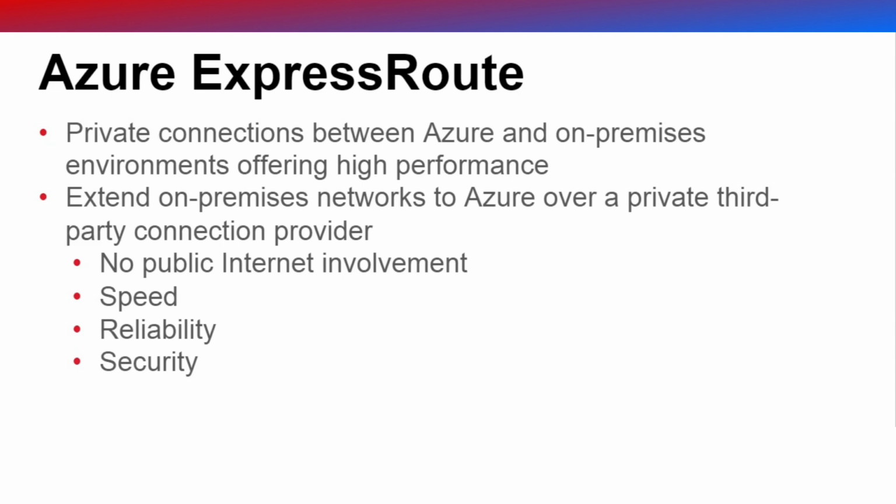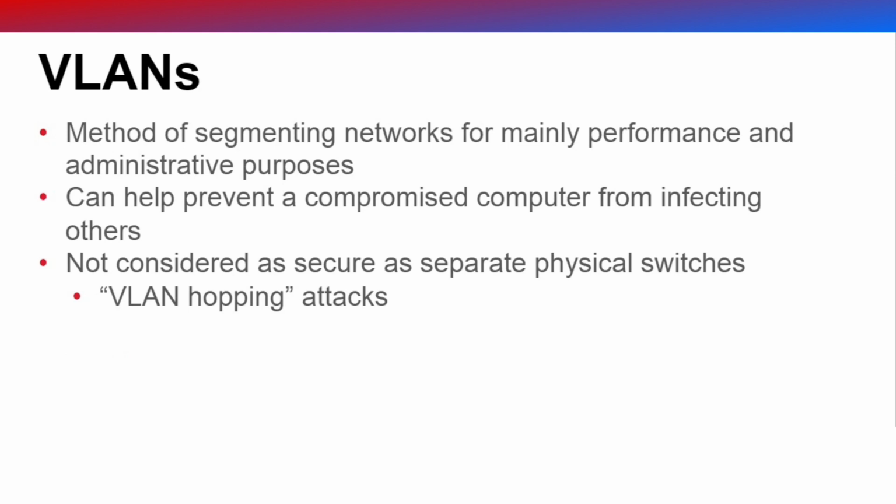ExpressRoute actually is more secure because it doesn't involve the public internet. It's also generally faster and more reliable. So with ExpressRoute, you pay a little bit of money and you get a better connection between your on-premises LAN and any virtual networks that you might be building in Azure. We don't normally use the concept of VLANs for security. That's mainly for segmenting networks for performance reasons.